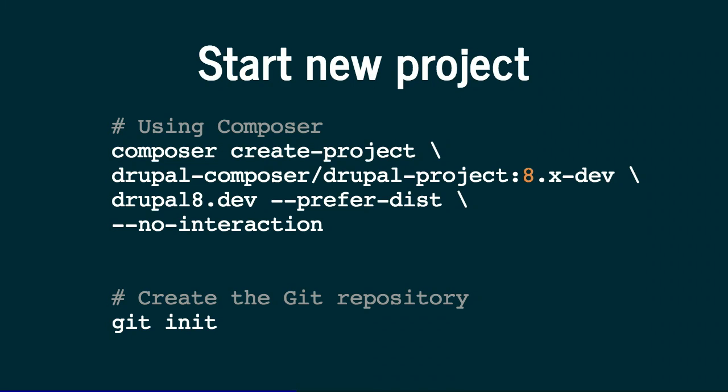How do I start a new project using Drupal Composer? I will do something like composer create-project, the same command. Remember this command? Instead of using the Drupal package, we will use the drupal-composer/drupal-project package. I'm setting the 8.x-dev version, I'm setting the directory, again I'm setting prefer-dist, and no-interaction, because I don't want to see anything happening in this CLI. And finally, I run git init to create this project.